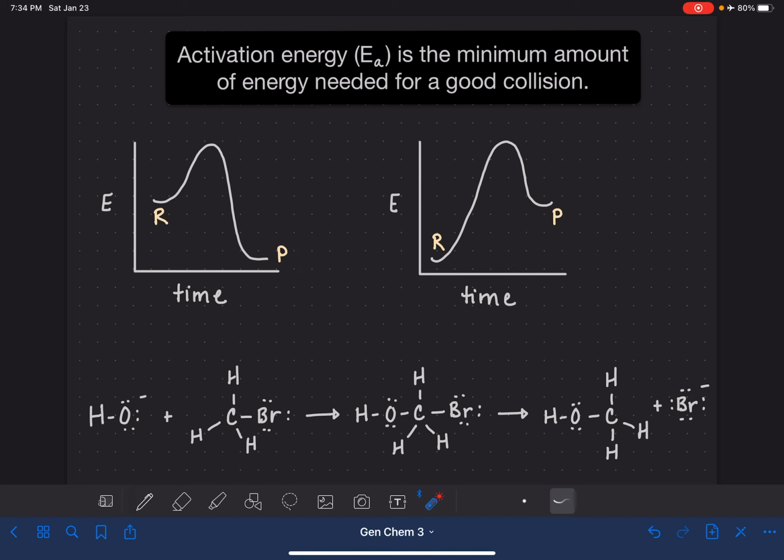The activation energy is the amount of energy that it takes to get from the reactants to the high point on these energy diagrams. So this amount of energy right here, in this case, the difference in energy between the reactants and the high point, this energy here is the activation energy. We pronounce it E sub A, E subscript A. For this reaction, this is the activation energy right here.